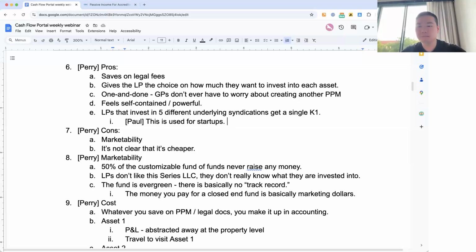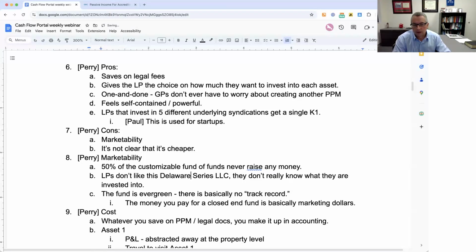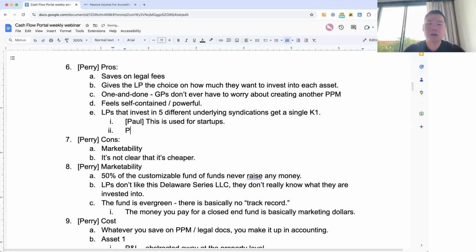Yeah, so I guess the way you've structured this, Perry, we do a customizable fund. We spin up a Delaware Series LLC for each year, and then we allow our investors to participate in the deals that they want to participate in, and they can pass on the deals that they don't want to invest in. I love that. So you are an example where the pros outweigh the cons, and one of the biggest is the fact that LPs get a single K1, which is a huge pro LP move.